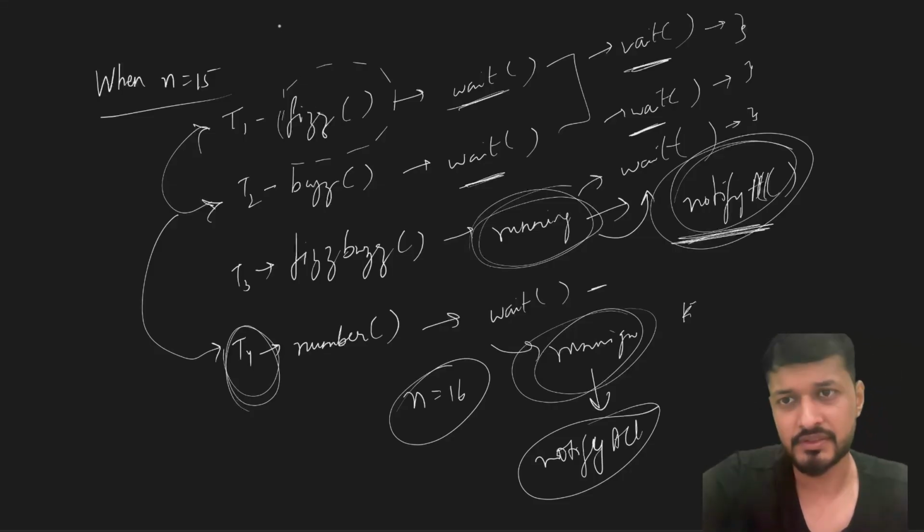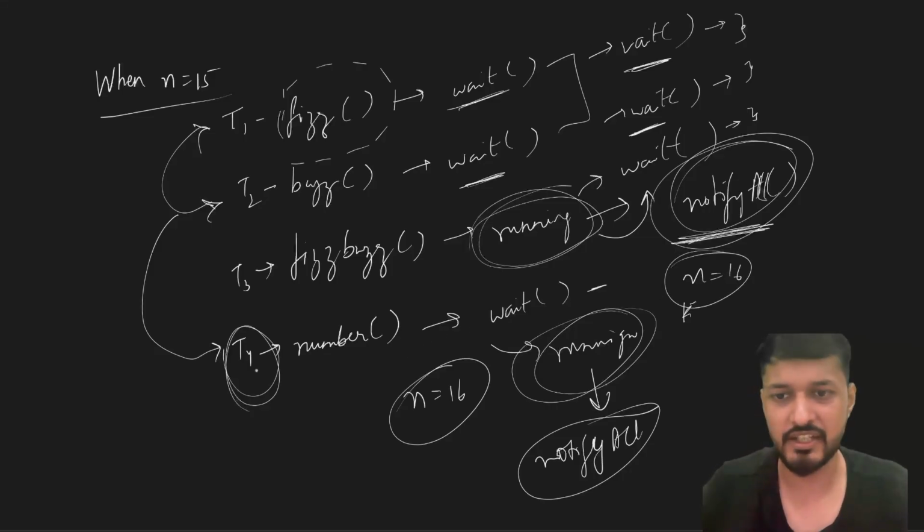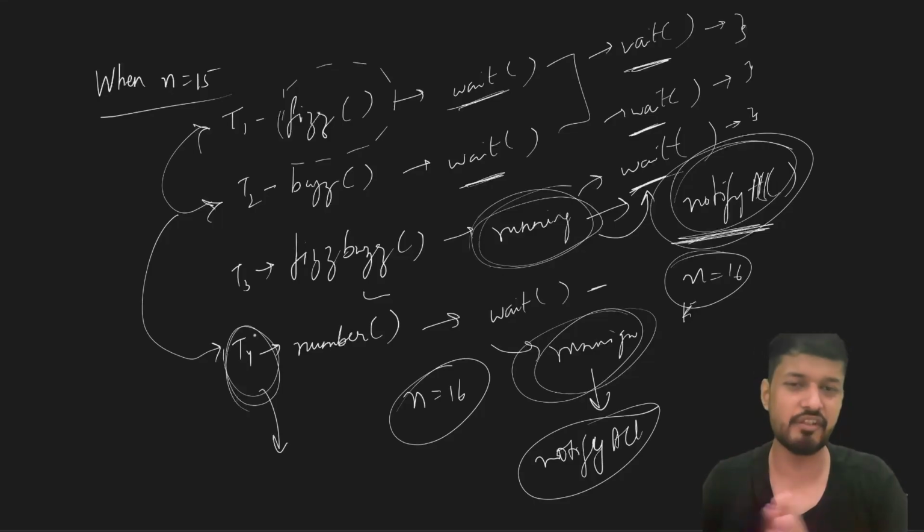So when n was equal to 15 and only T3 was in running state, wouldn't it be better if we just wake up the required thread? What if we just wake up T4, because we already know that n is equal to 16. So T4 will wake up and T4 will print this and will put T3 from running to wait state, right? Instead of waking up T1 and T2, we'll just wake up T4. So if we have this kind of mechanism, this program will become more efficient.